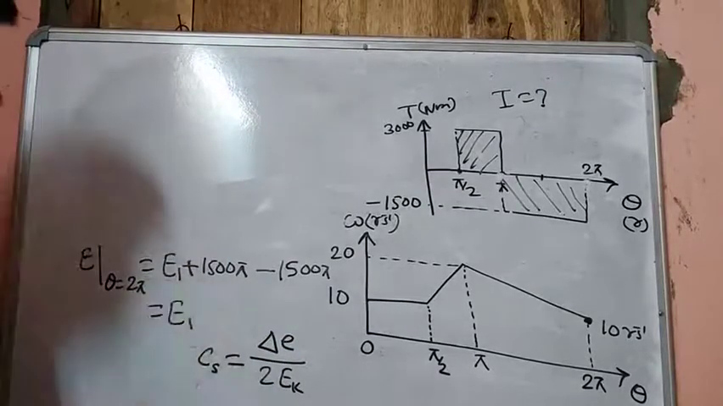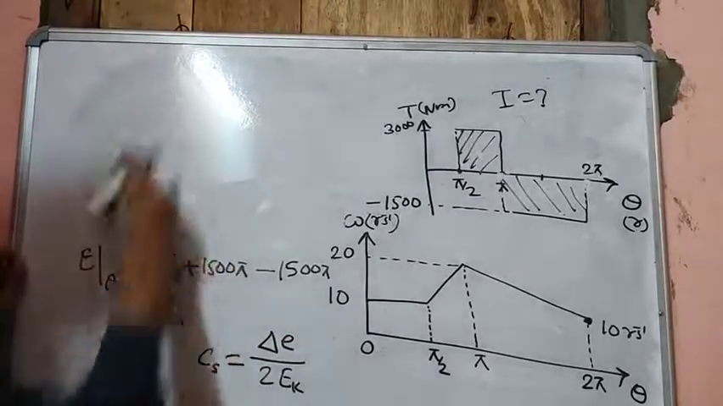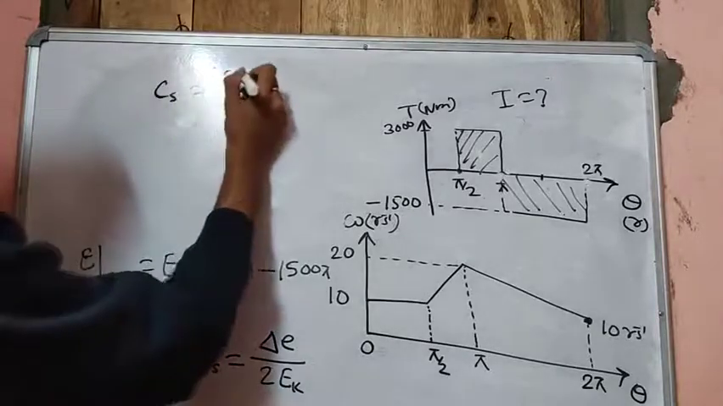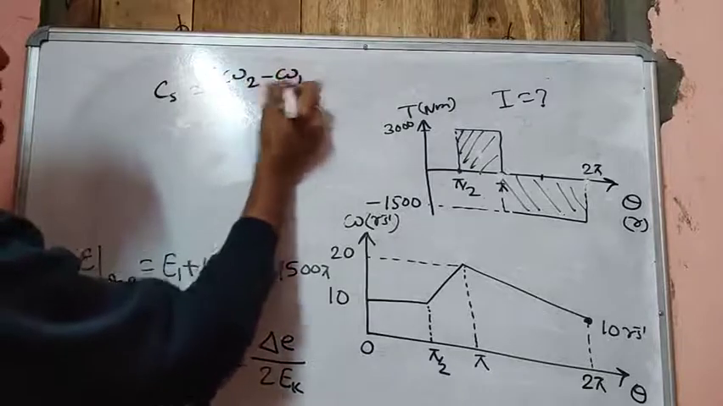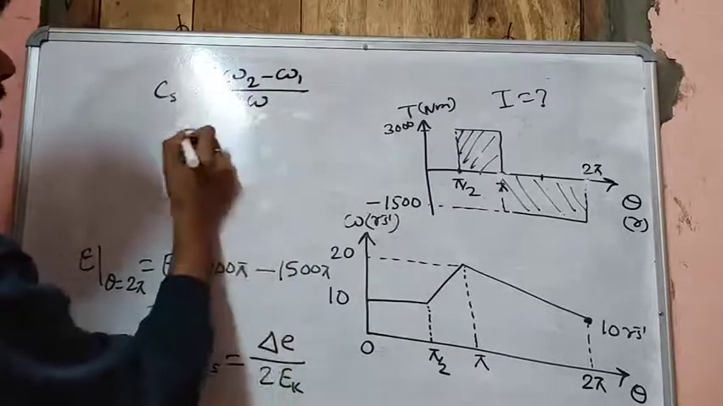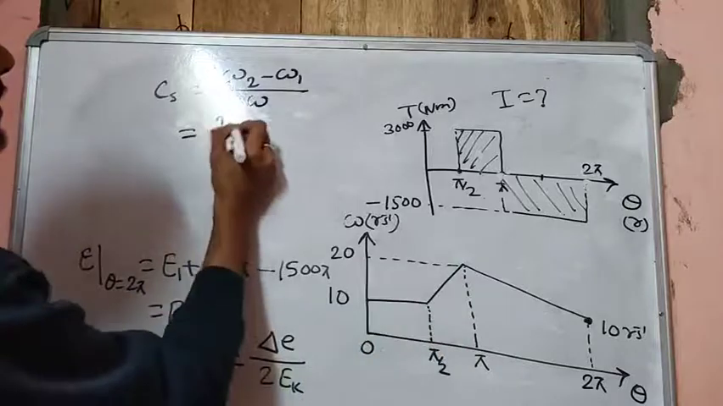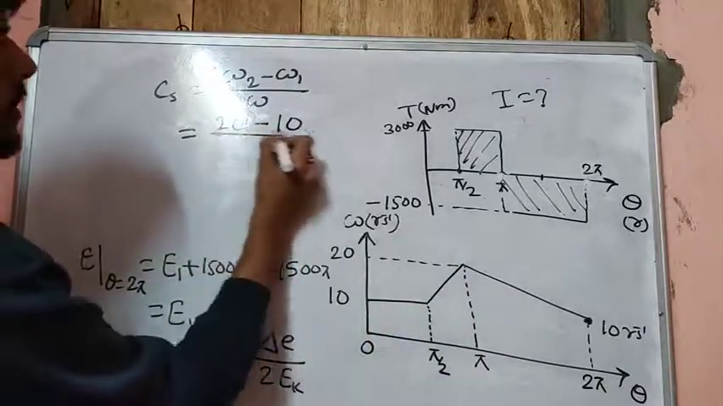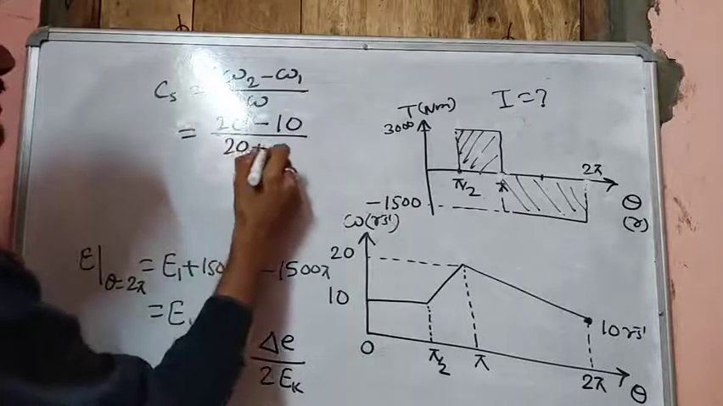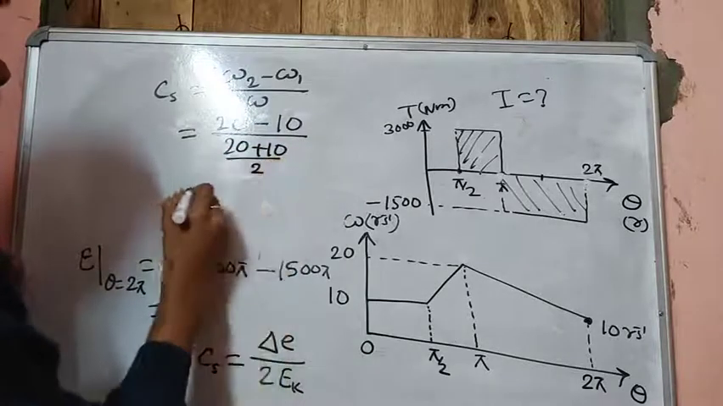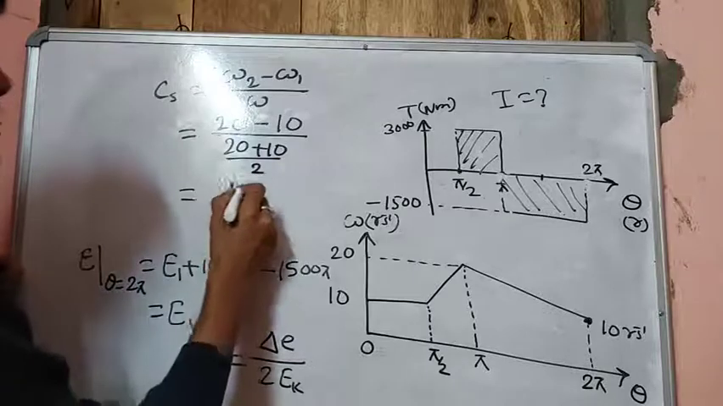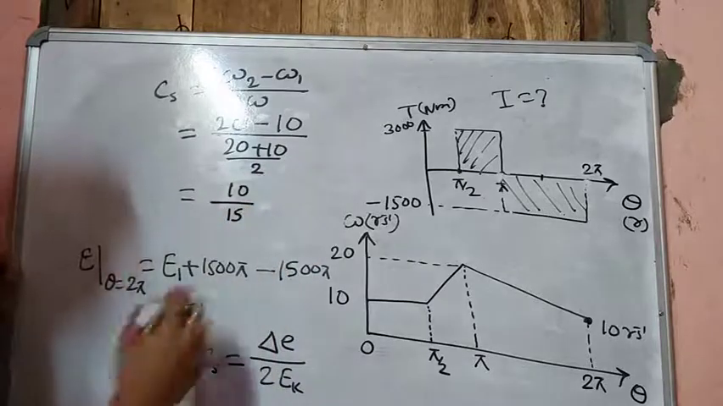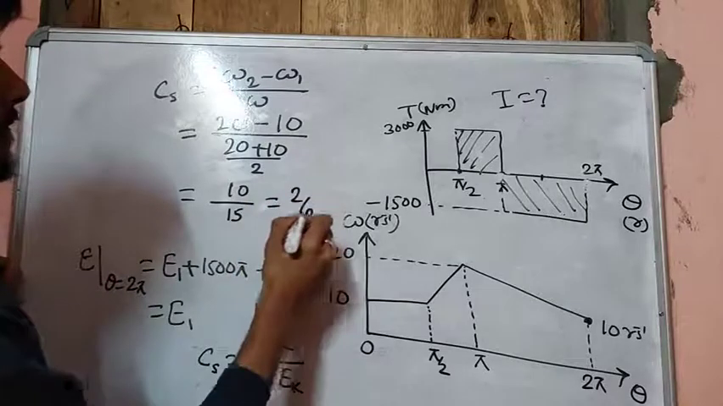So what we know is that the maximum fluctuation of energy is 1500 pi. Before that, we need the coefficient of fluctuation of speed, Cs. Cs is omega maximum minus omega minimum divided by the average, right? Omega maximum is 20 radian per second, omega minimum is 10 radian per second, and omega average is (20 plus 10) by 2. So the numerator is 10, and 30 by 2 means 15. So this is 2 by 3.